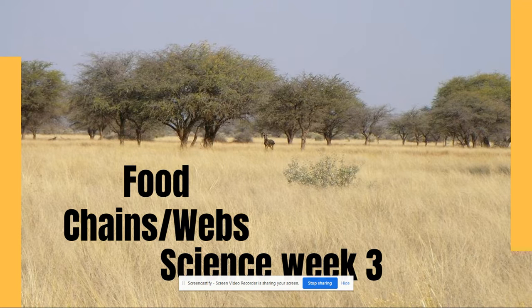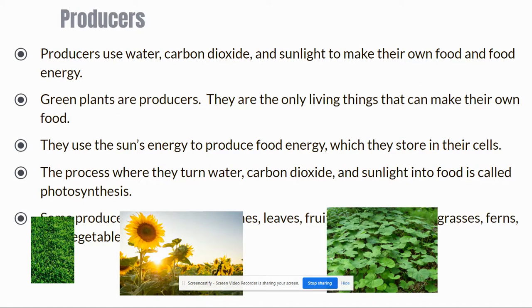For our third week of online science, we're going to be looking at the transfer of energy through an ecosystem via food chains and food webs. This builds off what we learned last week about different types of organisms in an ecosystem. One such organism is a producer, such as grasses and flowers. Producers use sunlight, water, and carbon dioxide, and with a process called photosynthesis, make their own energy.